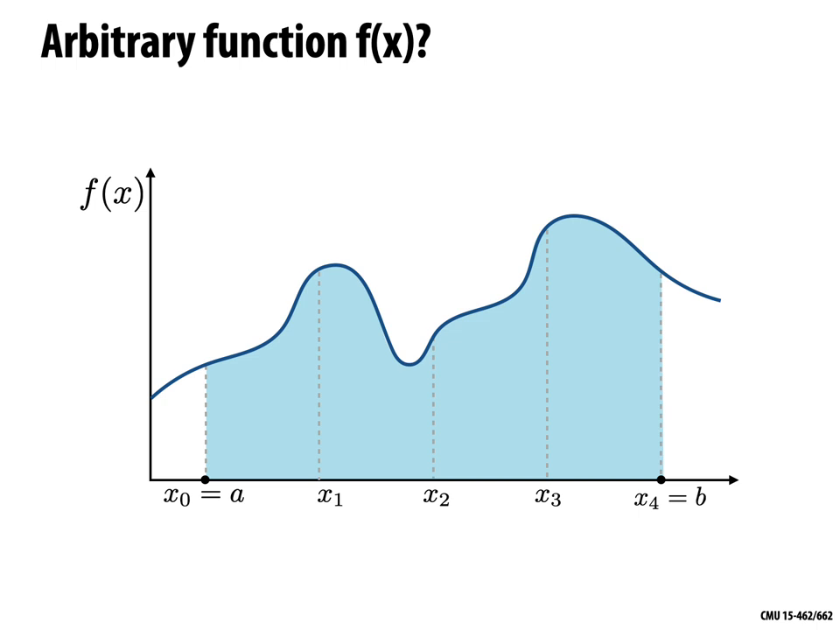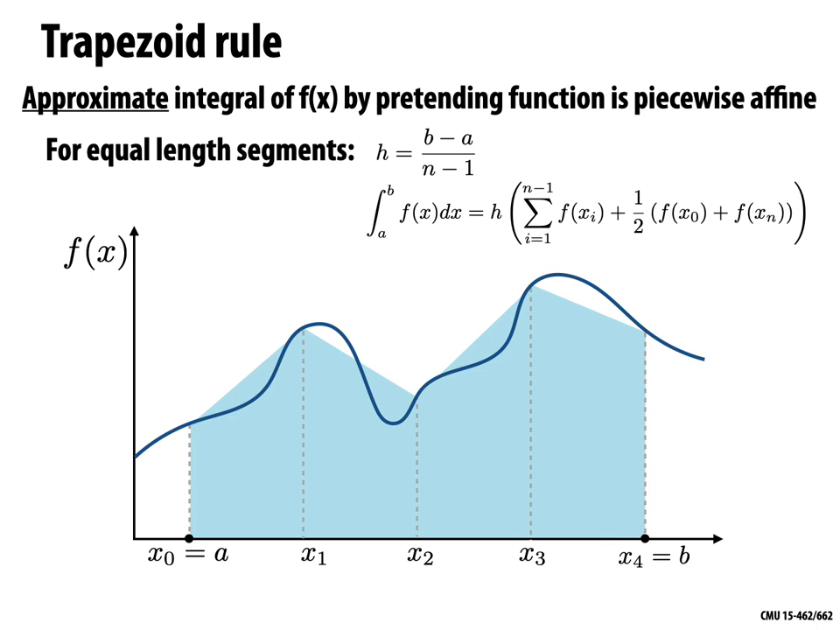Well, here's one possibility, which is we can say, well, I don't know exactly how to integrate this function, but I can always approximate it by a piecewise affine function. I can always pretend that the function I'm integrating is piecewise affine. How do I do that? Well, I just pick some intervals and I sample the function at the endpoints of the intervals. I connect those sampled values by straight lines. I use an affine function that interpolates those two values, and then I apply my integration rule for piecewise affine functions.